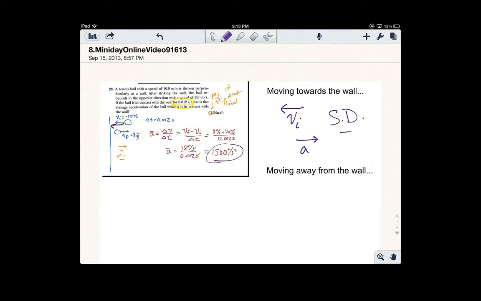Now, after it hits the wall, it's moving in the other direction. It's moving to the right. And since my acceleration is to the right, it's causing my object to change its velocity and get larger and larger and larger. In other words, speeding up as it heads in the positive direction. Now, all this slowing down and speeding up is happening over a very, very small time interval, so it's a little harder to conceptualize this.